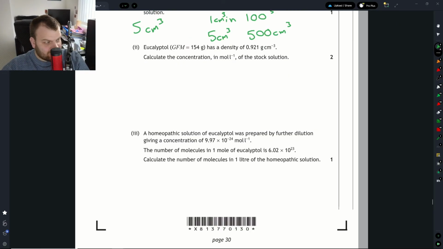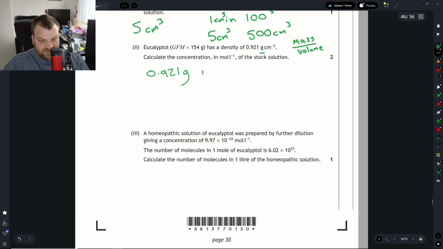Okay, in this question we're asked about density. In density, we have the mass divided by the volume. What are we trying to figure out here? We could say then the density is 0.921 grams in 1 centimetre cubed. We want moles per litre. That's 1,000 centimetres cubed. We want to times this by 1,000 to give us 921 grams in 1 litre.